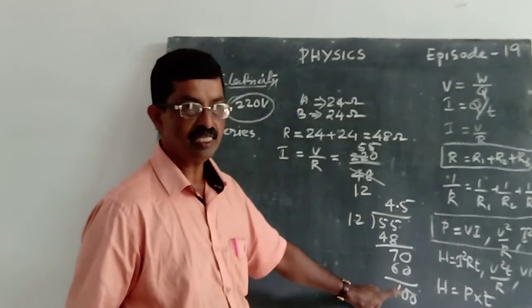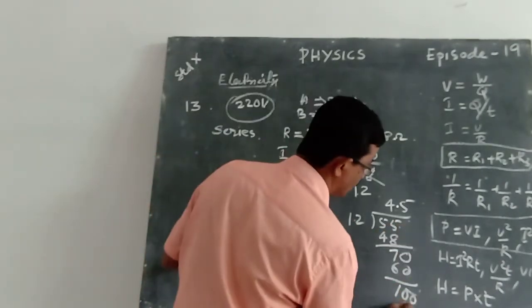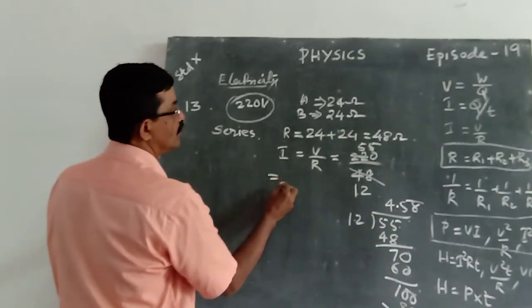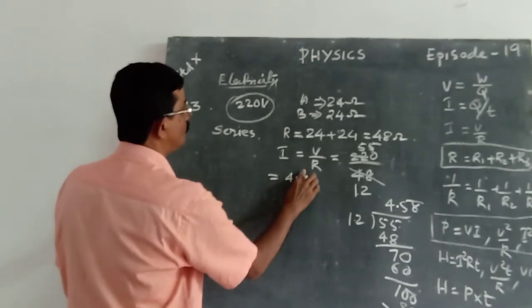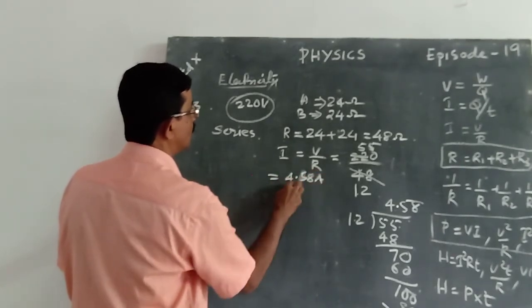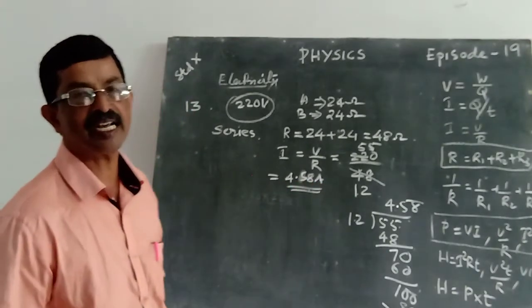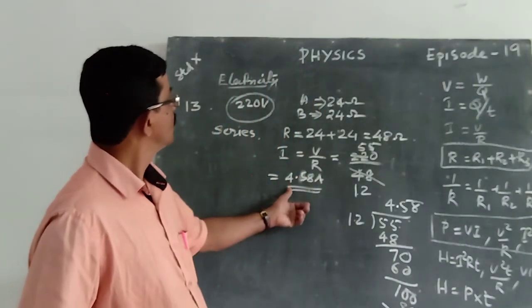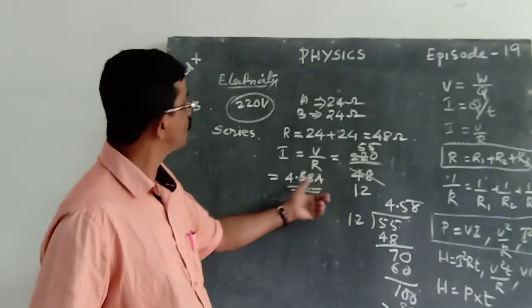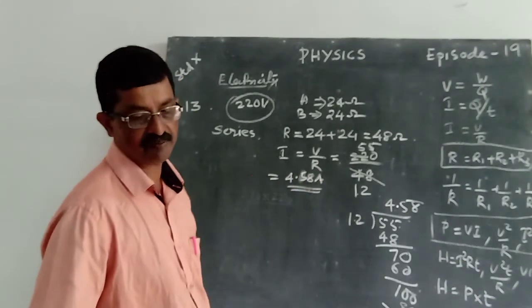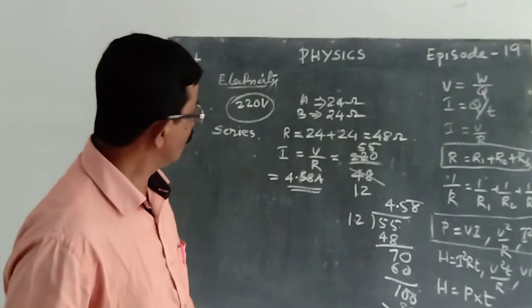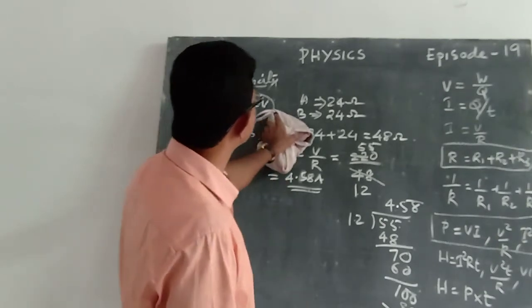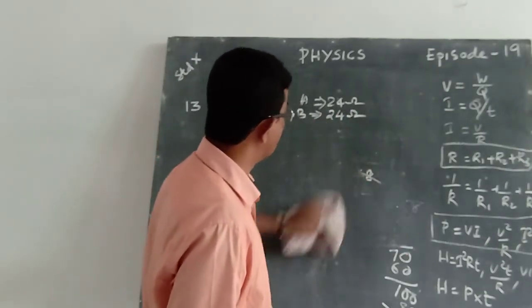8 times 12, 96. So this answer is 4.58 ampere. When the resistors are connected in series, current through them is 4.58 ampere. Now we are going to connect these resistors in parallel.